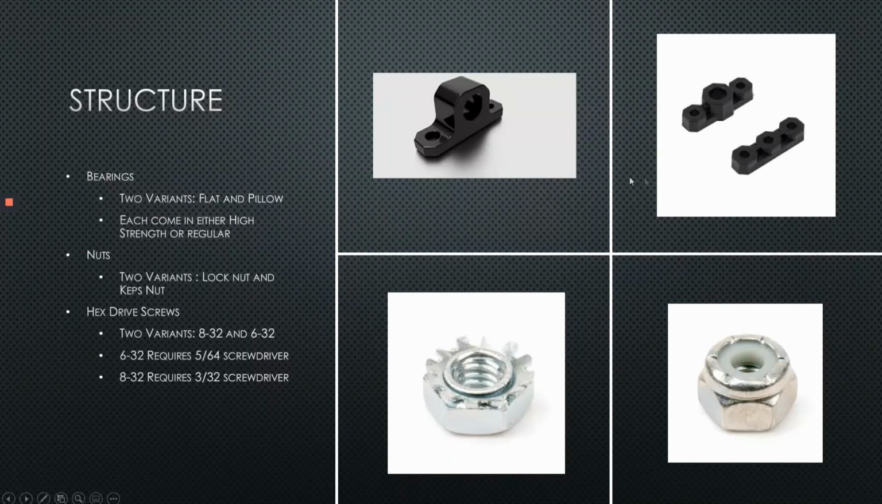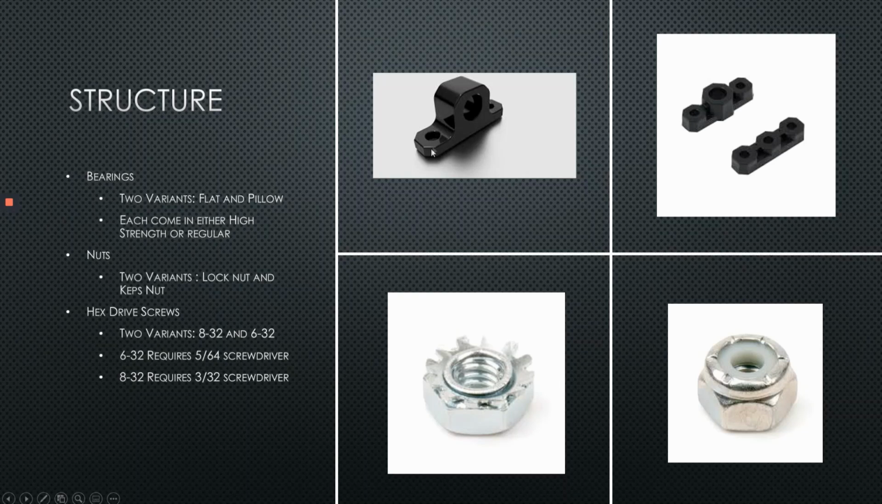So the bearing has two variants: the pillow bearing and the flat bearing. As you can see, you can see the flat bearing right there. It's flat, as the name suggests. You could screw the bearing into your structural component like a C channel, and the shaft as well would go through that C channel. It would go through the holes of the C channel as well as going through the bearing.